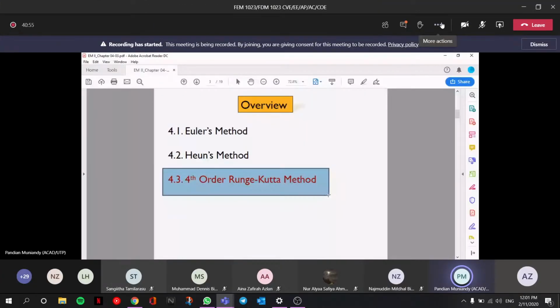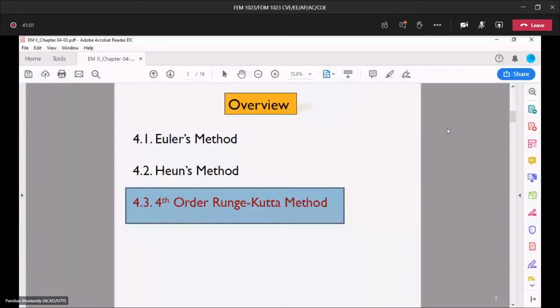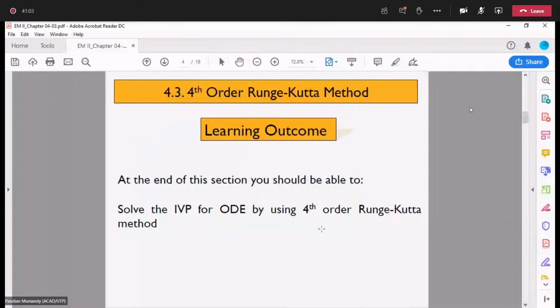The method, you may ask why it is named fourth order, because for this numerical method, Runge-Kutta, there is first order, second order, and so on. So the most accurate one is the fourth order. But you may ask, what about fifth order, sixth order, and so on?